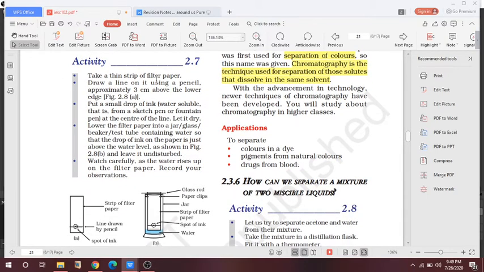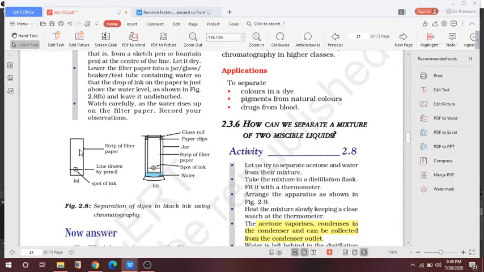So take a thin strip of filter paper, draw a line on it using a pencil approximately 3 centimeters above the lower edge, and now put a small drop of ink over one point and lower the filter paper into the jar. You have to put this filter paper into the jar like this. The spot of ink is already there, we put it earlier. So now close the jar for some time.